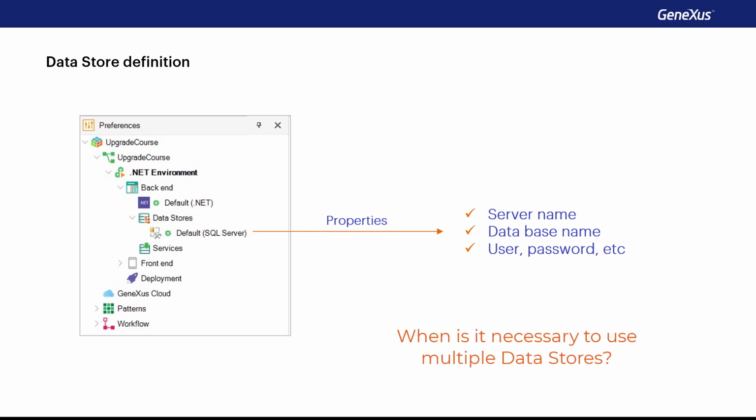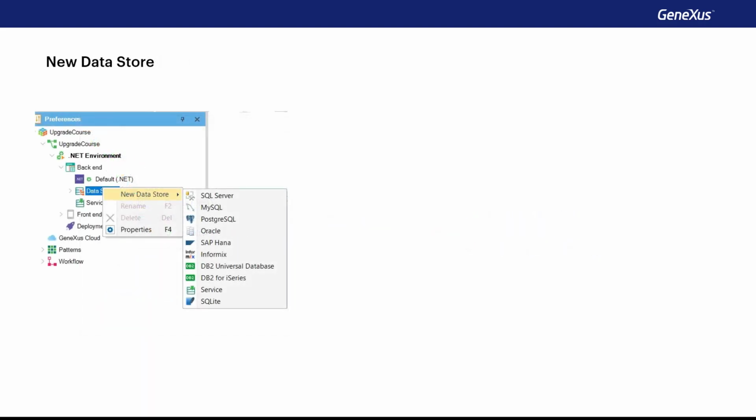When is it necessary to use multiple data stores? As we've said, a data store defines the information to access the database associated with the generated application. But it's also possible to define other data stores to establish the information to access other databases and read information. For example, databases in external applications. To define a new data store, right-click on the data store node and select the New Data Store option.